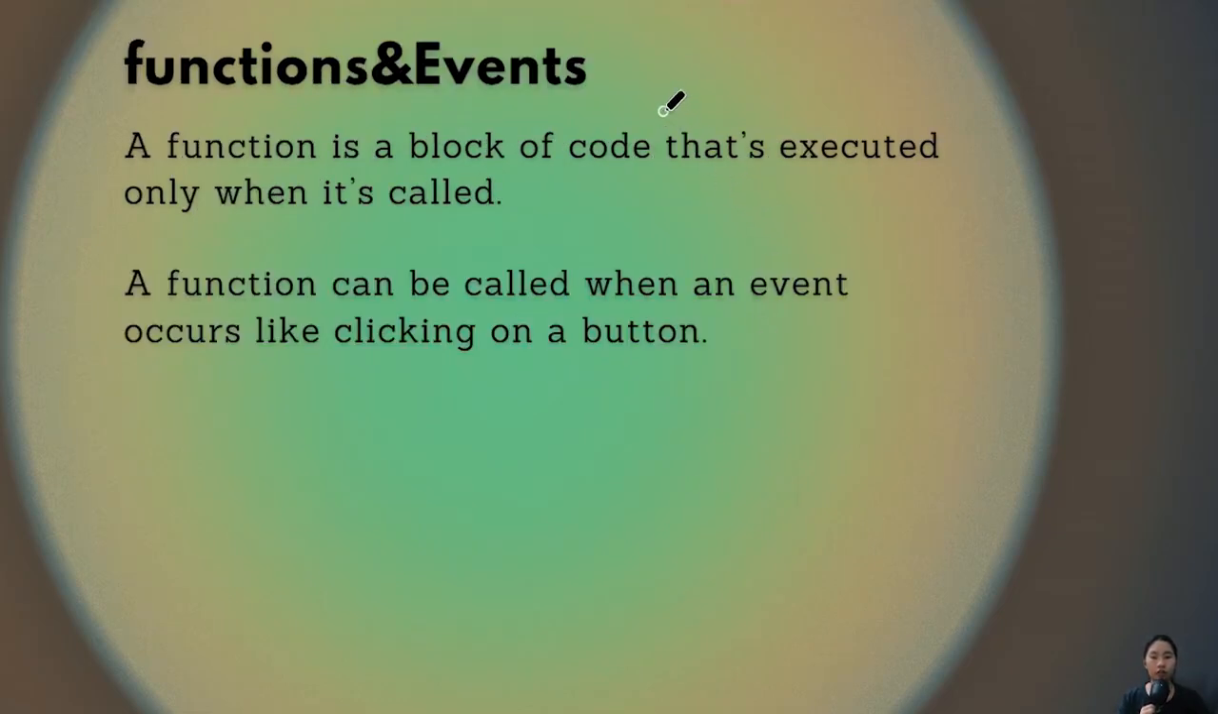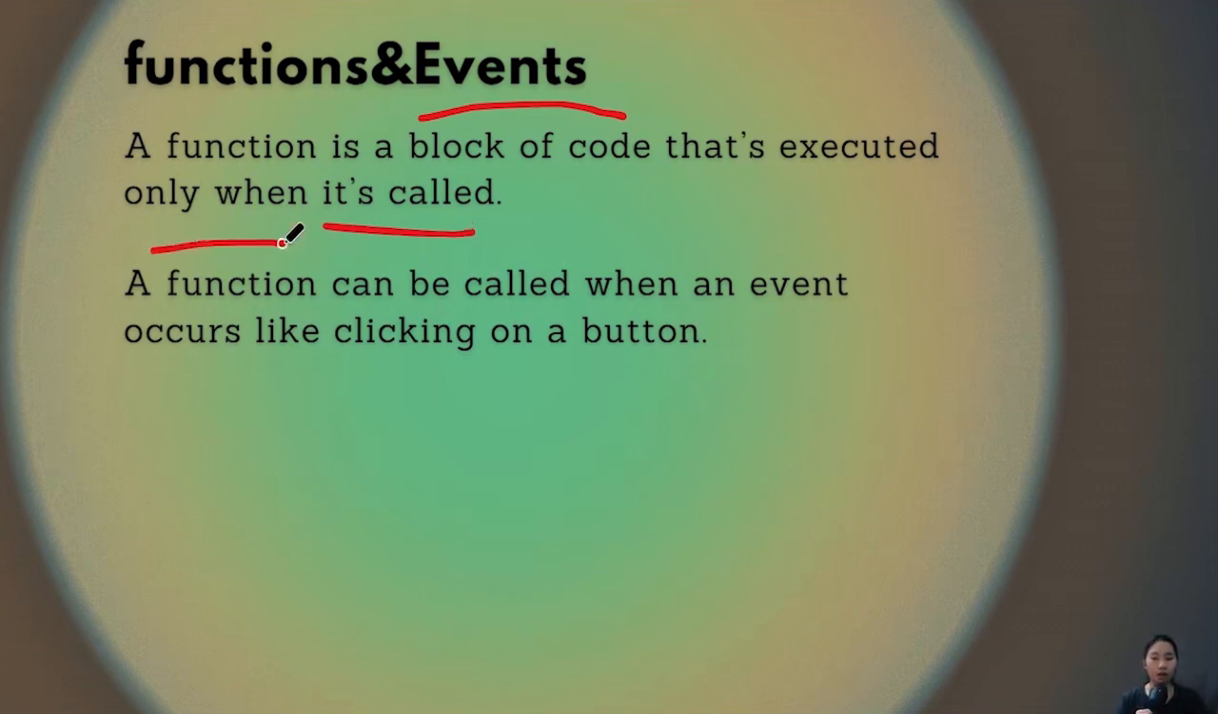Okay, let's move on to functions and events. A function is a block of code that's only executed when it is called. So if you write a bunch of code and you put it in a function, it will not work whatsoever. Not because it's wrong, it's just because you haven't called it. And what does it mean when you call a function? I'm going to explain that in future lessons, okay? But for now, just know that the key when it comes to functions is that you have to call it for it to be executed.